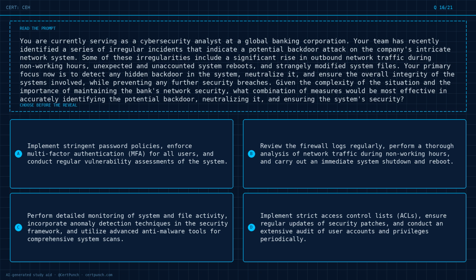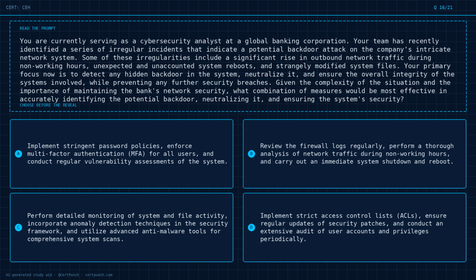Question 16 of 21. You are currently serving as a cybersecurity analyst at a global banking corporation. Your team has recently identified a series of irregular incidents that indicate a potential backdoor attack on the company's intricate network system. Some of these irregularities include a significant rise in outbound network traffic during non-working hours, unexpected and unaccounted system reboots, and strangely modified system files. Your primary focus now is to detect any hidden backdoor in the system, neutralize it, and ensure the overall integrity of the systems involved, while preventing any further security breaches.